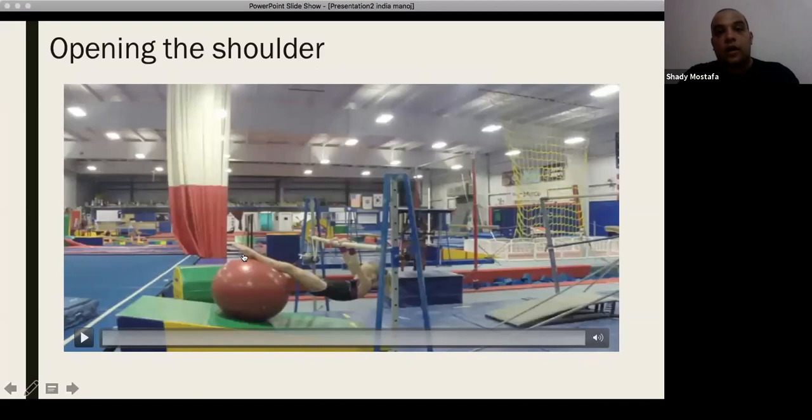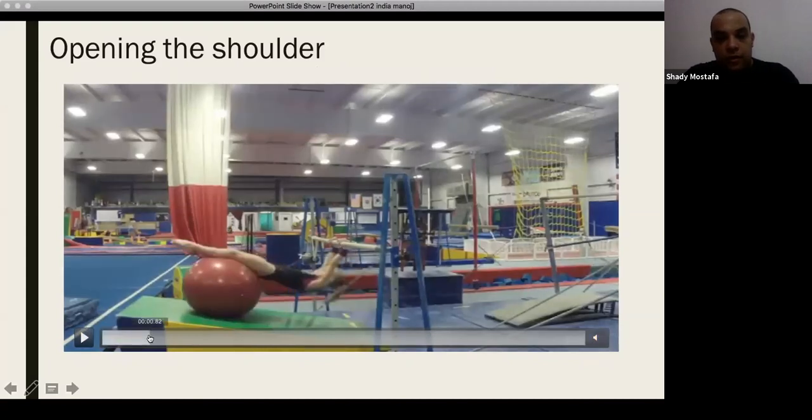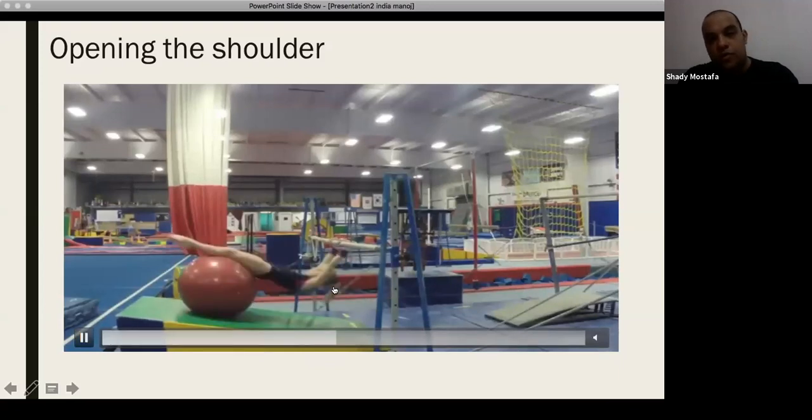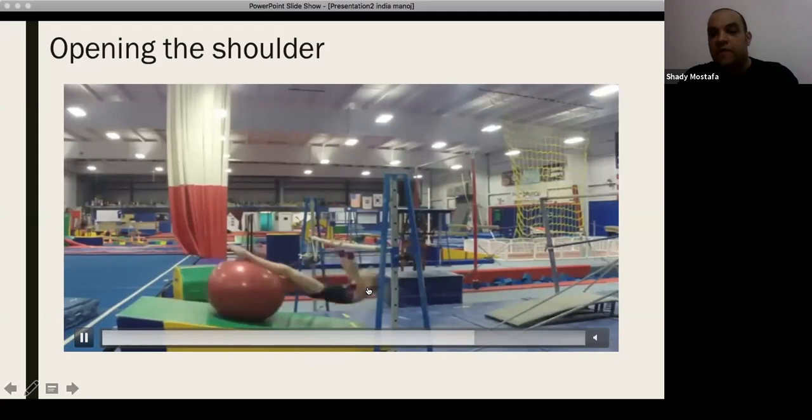Okay, that's now opening the shoulders. Prepare the gymnast to open the shoulders when they do the free hip. That's the ball that I told you about. Open the shoulders. A lot of fun, a very safe environment, and it helps a lot.